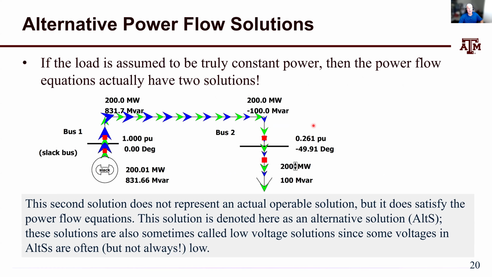But if I change my initial guess, and I guess not a flat start value, a flat start would be 1 at an angle of 0, but say a voltage of 0.25 at an angle of 0, those same equations converge, but they converge to this solution here. Again, I'm supplying 200 megawatts and 100 megavars to the load, but now the voltage at the load is 0.26, and I've got a generator supplying way too much reactive power. Some people call these low voltage solutions. I started using that term in grad school because the voltages I was seeing were low. But since then, I've seen a lot of examples where the voltages are not low, so the term alternative solution is a better one to use.